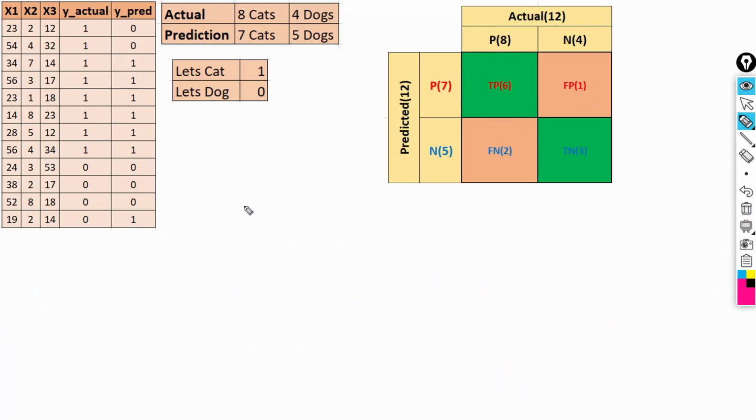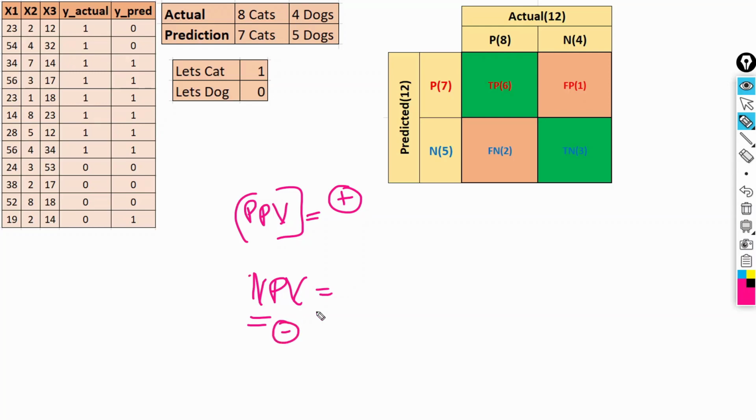Same thing here, this is for the positive predicted classes. Let's look at the negative predicted value. This is the positive predicted value. Same thing, we can also calculate the negative predicted value. Here we calculated the precision for the positive classes.